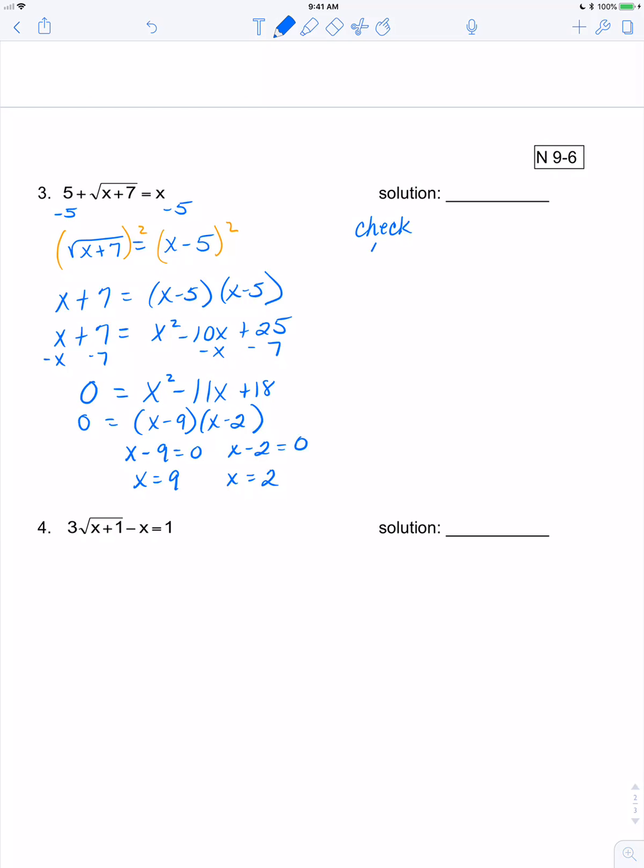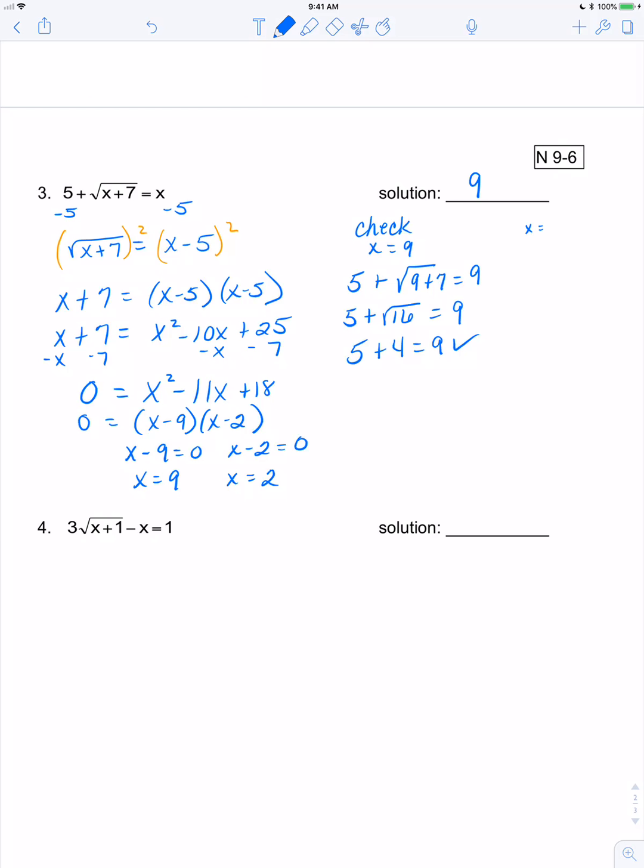So first we're going to check x is equal to 9. So we've got 5 plus the square root of 9 plus 7. Is that equal to our x, which is 9? So 5 plus the square root of 16, is that equal to 9? So 5 plus 4 is equal to 9. So yes, that's a true statement. So 9 is a solution.